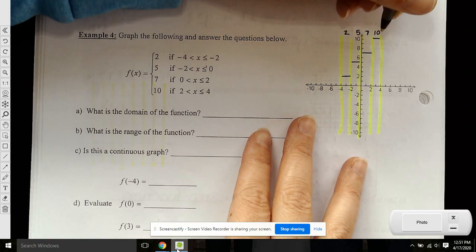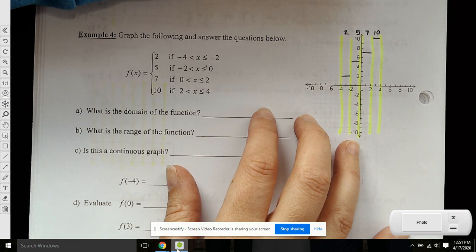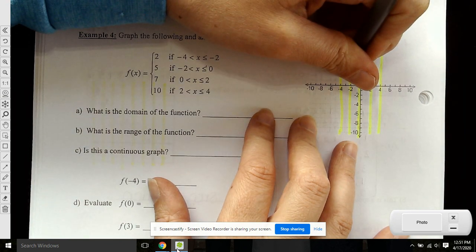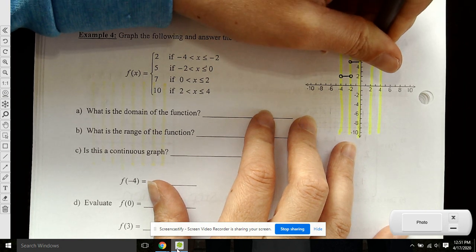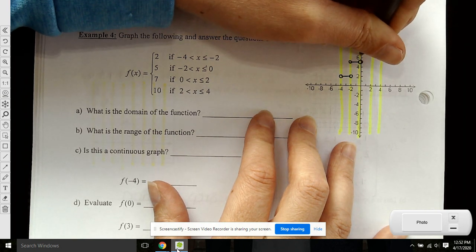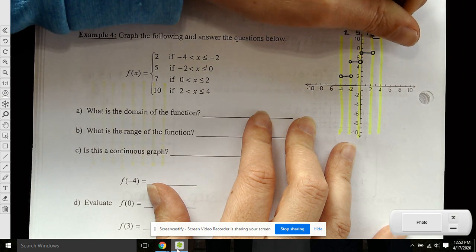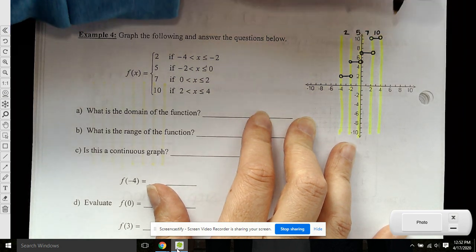And now I have to figure out what's going to be open and closed on the end. So I'm going to definitely have circles on either side of these. But I have to look back at the function to know which ones are closed. Right now I have them all open. That's how I like to start.